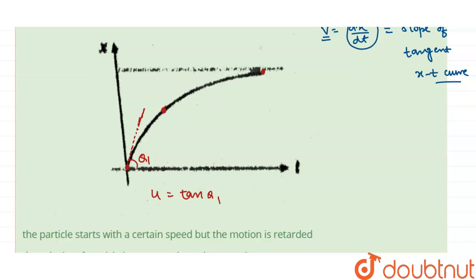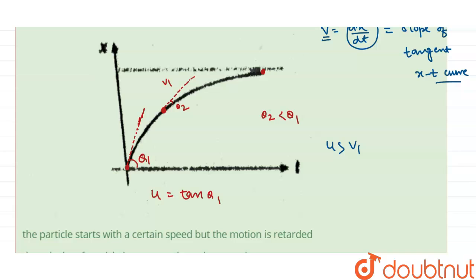Now at this point if I make a tangent, it makes angle theta 2, and as you can see, theta 2 is less than theta 1. That means the velocity u at this time is greater than the velocity at this point, suppose v1. So when theta 1 is greater than theta 2, velocity u is greater than velocity v1. That means velocity decreases with time.